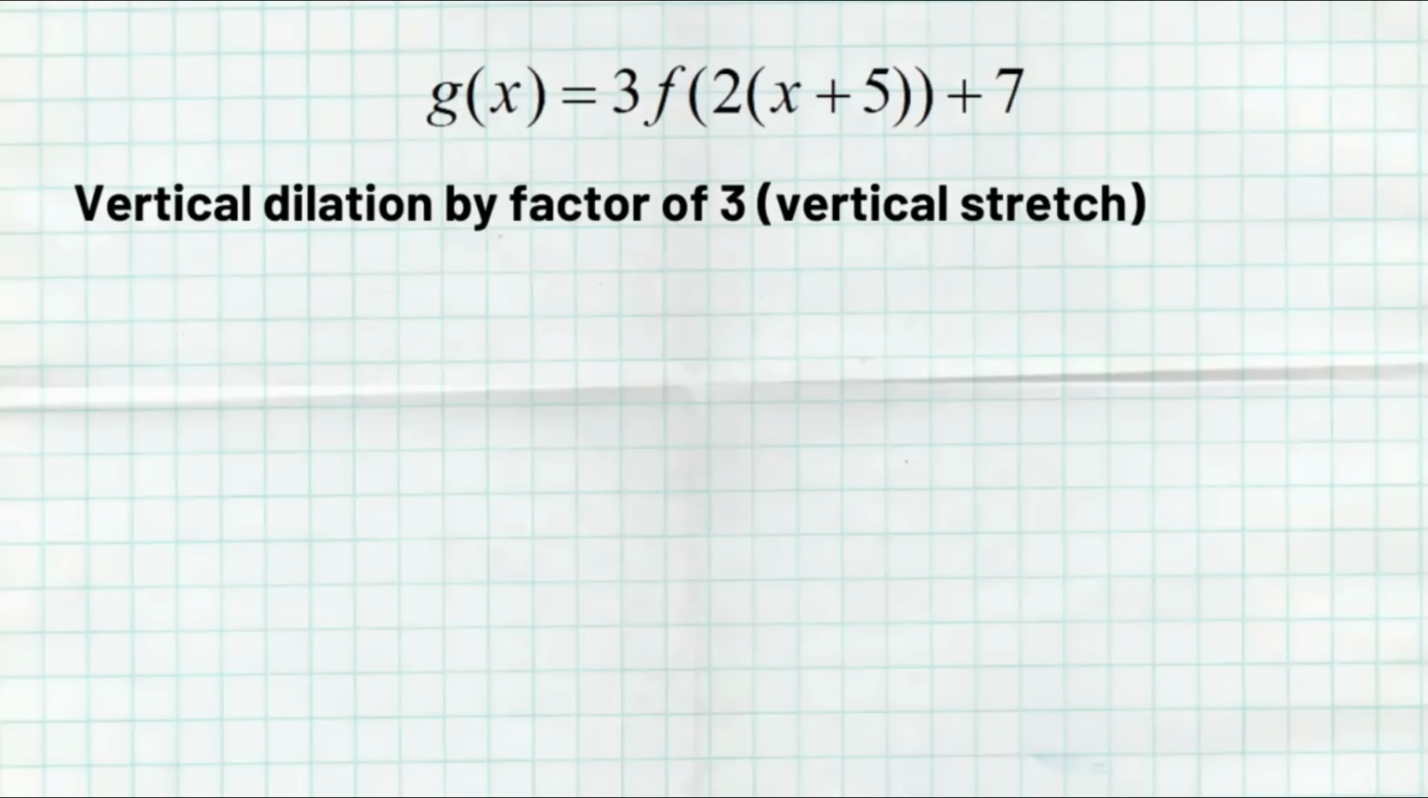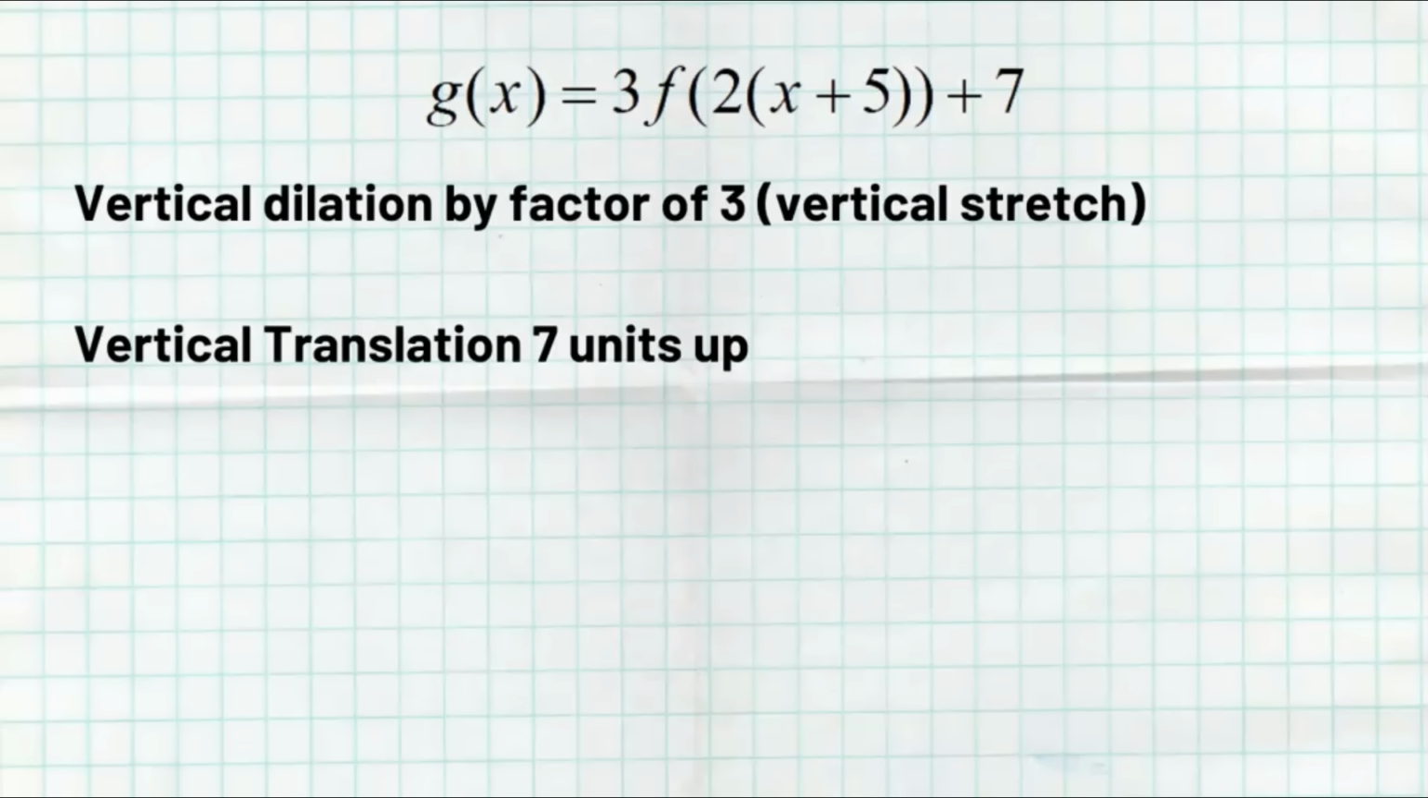So here we see a function g that is defined by taking a function f, multiplying it by 3 on the outside, adding 7 on the outside, multiplying by 2 on the inside, then adding 5 on the inside. All right, so what all do we see here? So the first thing I see is that vertical dilation by a factor of 3. That's right there. That's going to multiply my y values by 3, making it a vertical stretch.